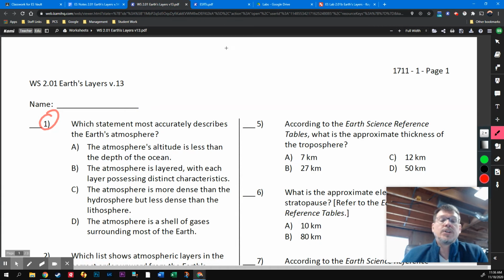So going back to our questions, the atmosphere's altitude is less than the depth of the ocean. That is going to be false. So I'm going to put an F there for false.